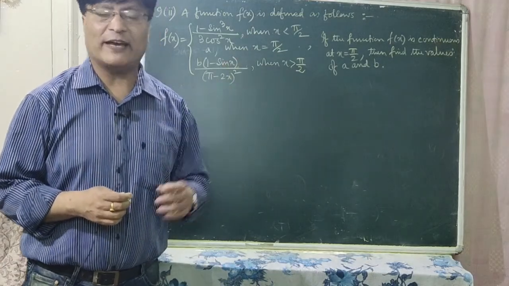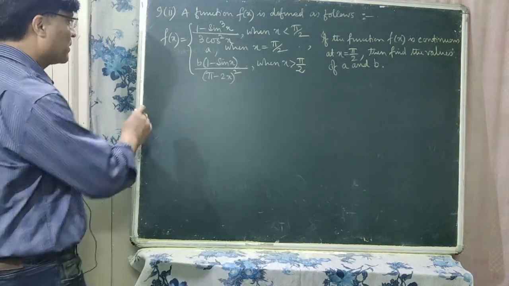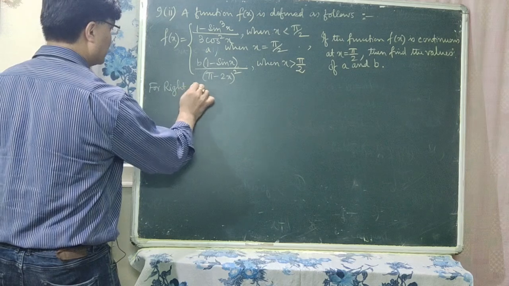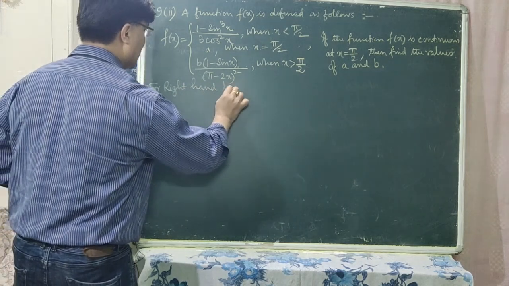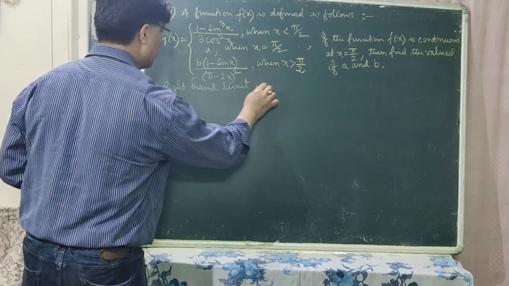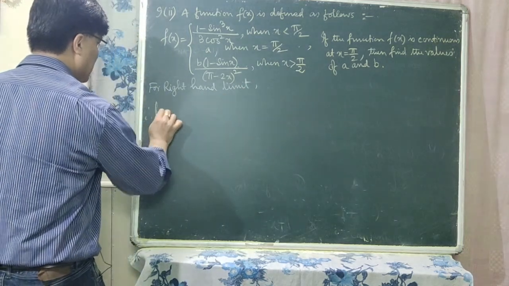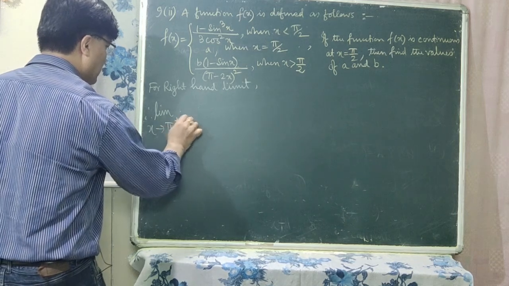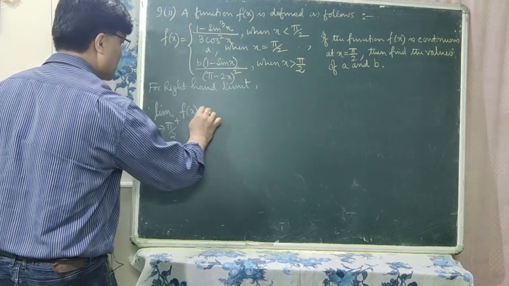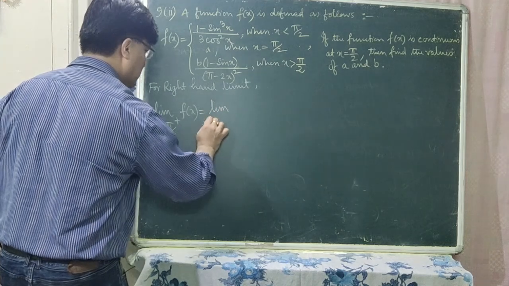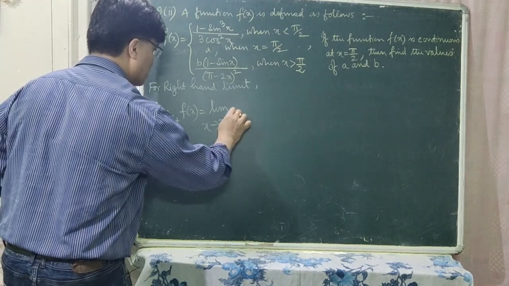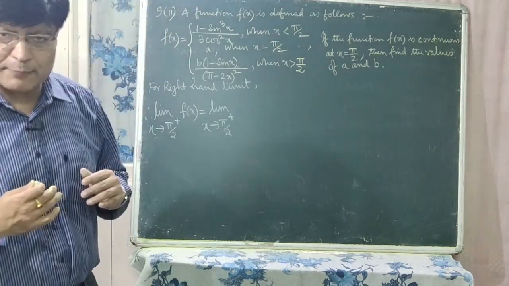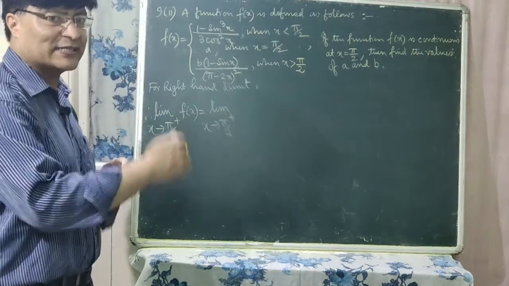Okay. So let us find out the right hand limit first. So write down the solution for right hand limit. For right hand limit, at x is equal to pi by 2, limit x tends to pi by 2 plus f of x is equal to limit x tends to pi by 2 plus. So what is the meaning of x tends to pi by 2 plus? X is approaching towards pi by 2 from the right hand side.